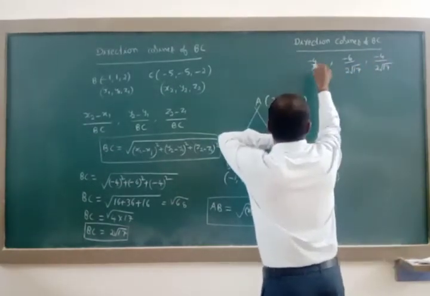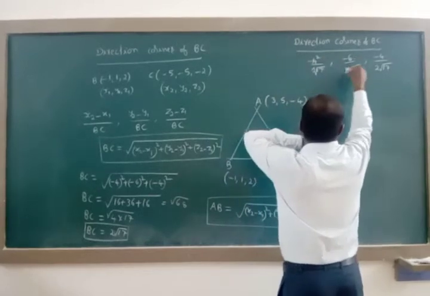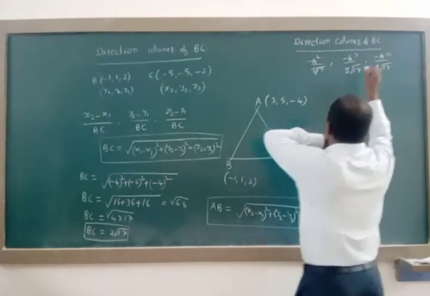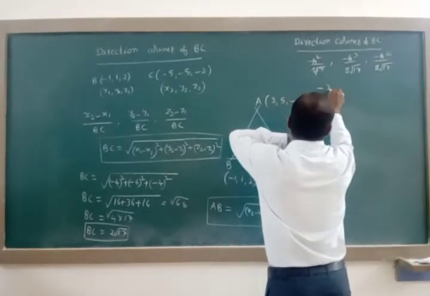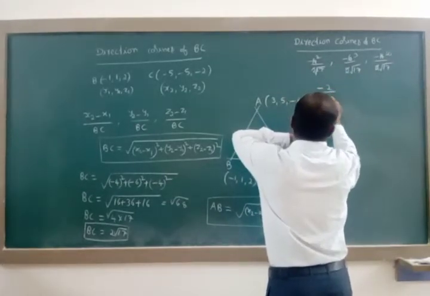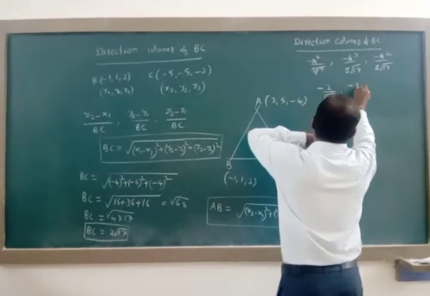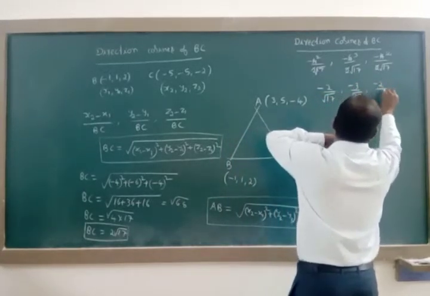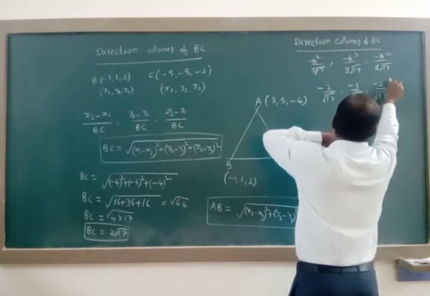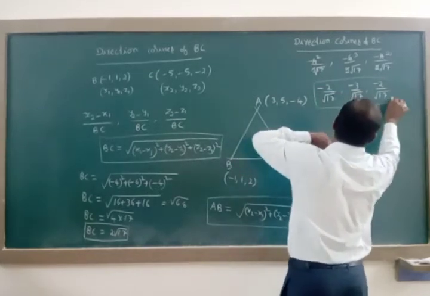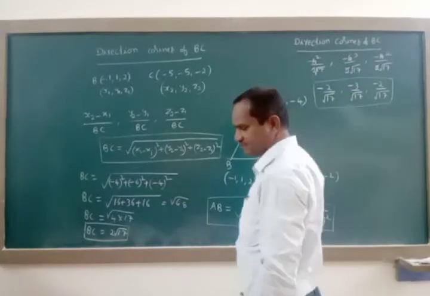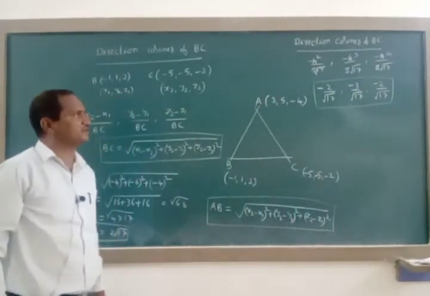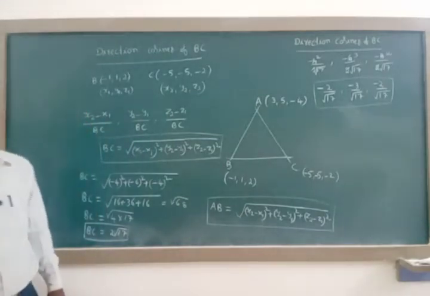On cancellations, 2 1 ja, 2 2 ja, 2 1 ja, 2 3 ja, 2 1 ja, 2 2 ja. Therefore the answer becomes minus 2 by root 17, comma, minus 3 by root 17, comma, minus 2 by root 17. These are the 3 values of direction cosines of the line segment BC here. Like that we are finding the direction cosines of the line segment BC.